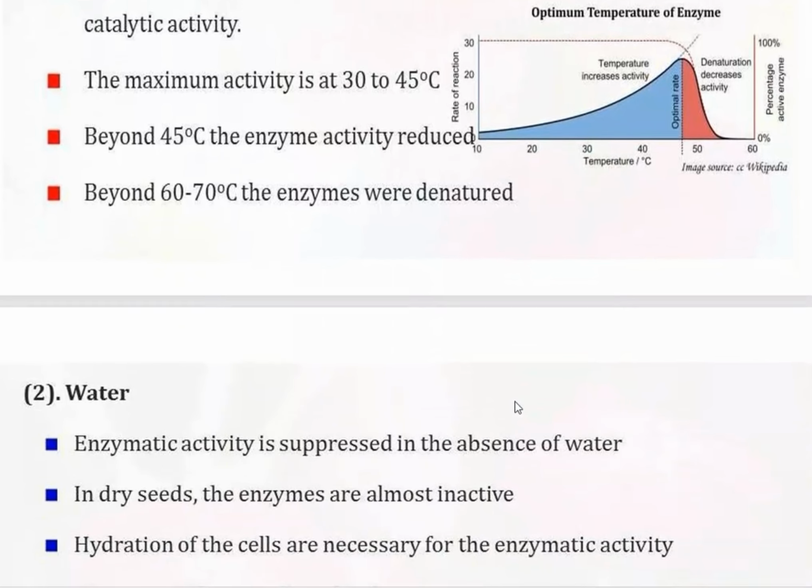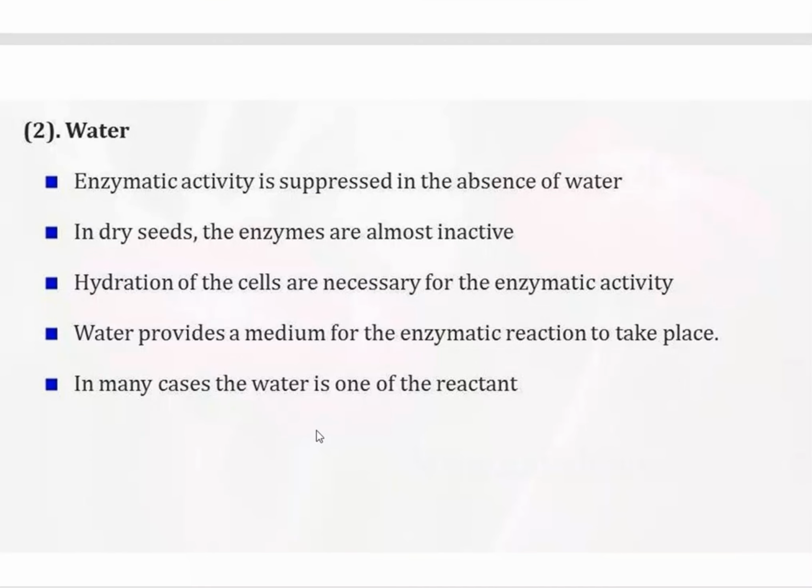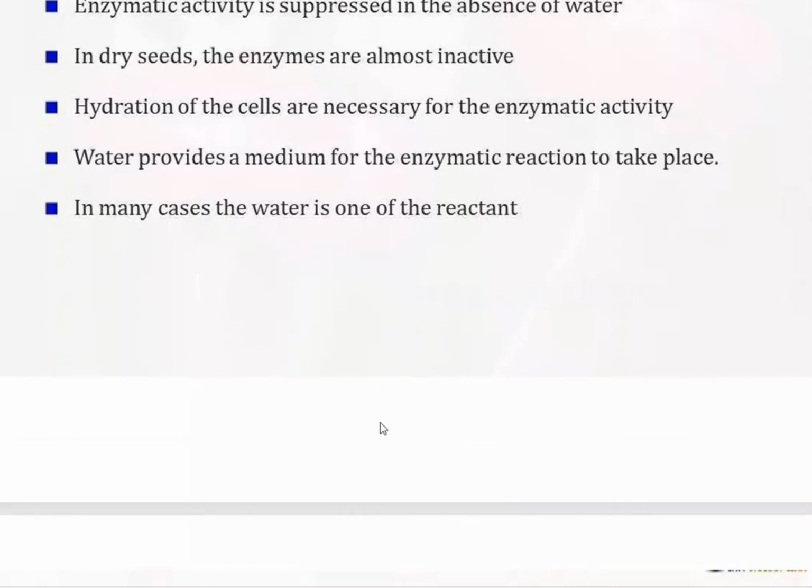Now, factor number 2 is water. Enzyme activity is suppressed by the absence of water. In the absence of water, enzyme activity will be nullified or decreased. In dry seeds, the enzymes are almost inactive. So this is an example, and hydration of the cells is necessary for enzyme activity. Water provides a medium for the enzymatic reactions to take place. In many cases, water is one of the reactants.